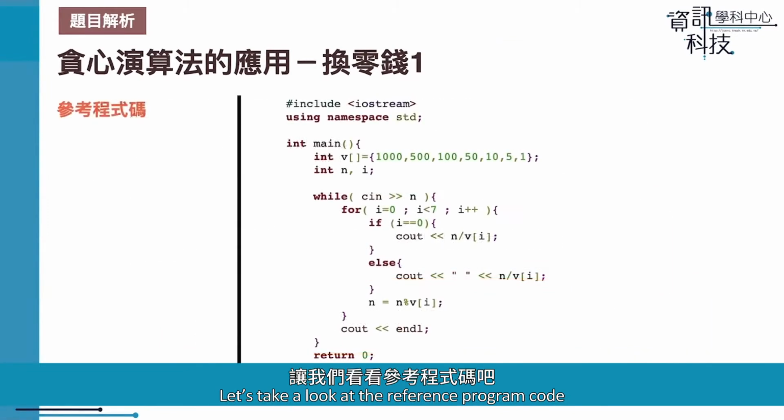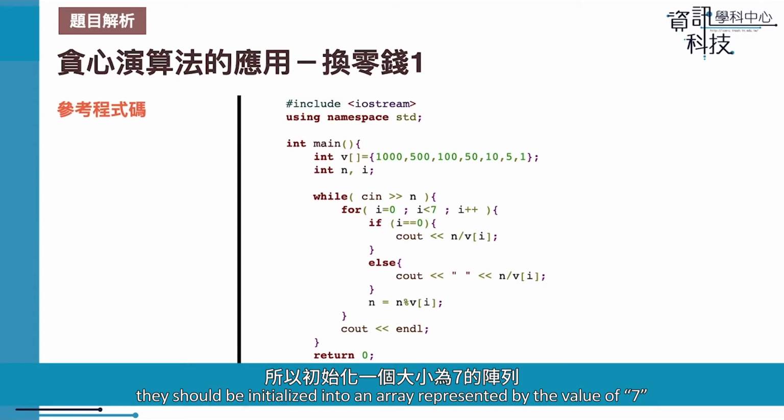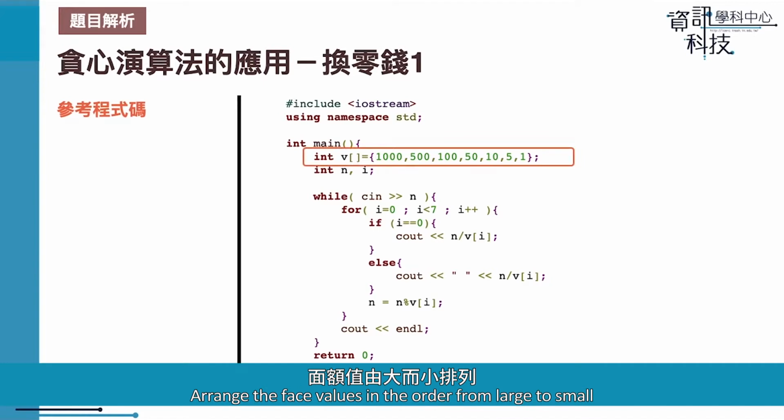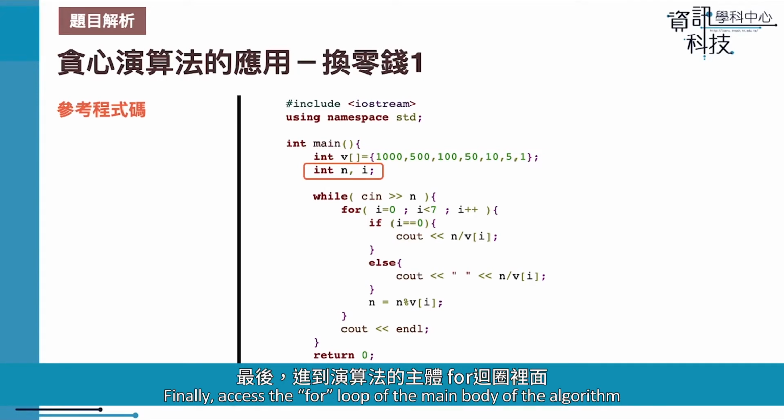Let's take a look at the reference program code. Because we have 7 different types of face values, they should be initialized into an array of size 7. Arrange the face values in the order from large to small. Next, add variable n to represent the amount of money. Finally, access the for loop of the main body of the algorithm.